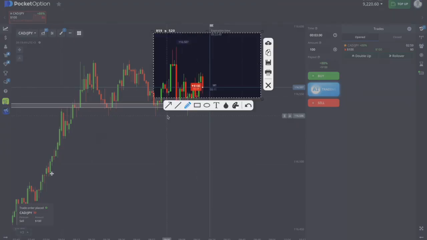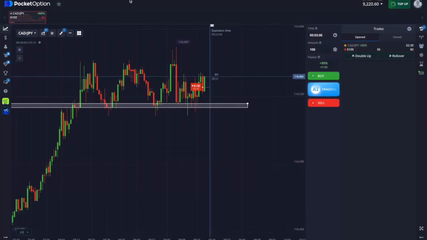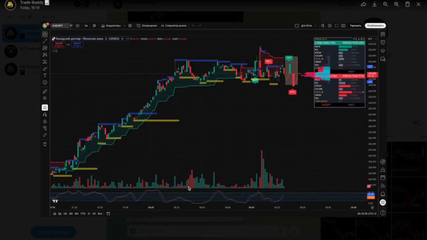We have a white level here. What can we see about this white level? There have been 3 touches of this level. 1, 2, 3. There have been 3 pullbacks. 4, a touch, the 4th approach to the level. I'm expecting a breakout. There's also a higher level, same situation. 1, 2, 3, 4. I'm expecting a breakout. And let's see what confirmation the bot gives us.